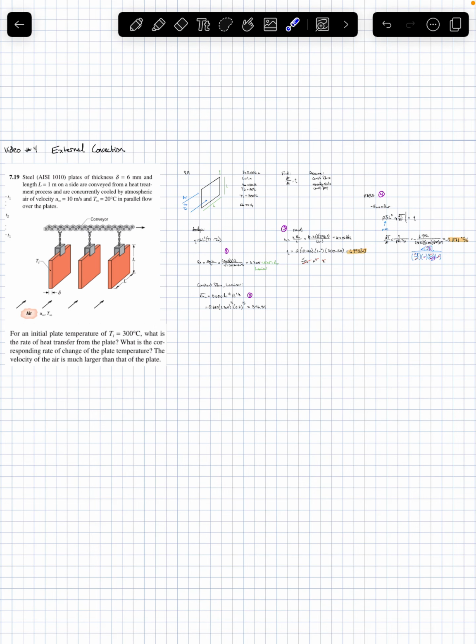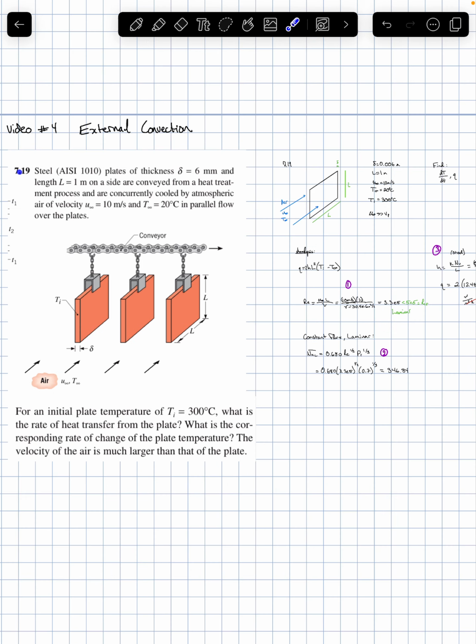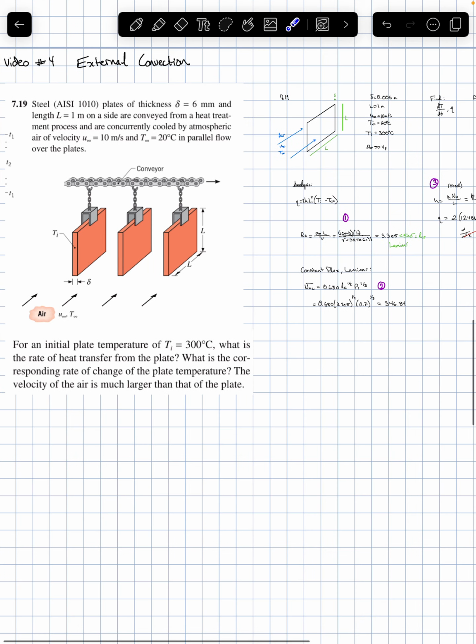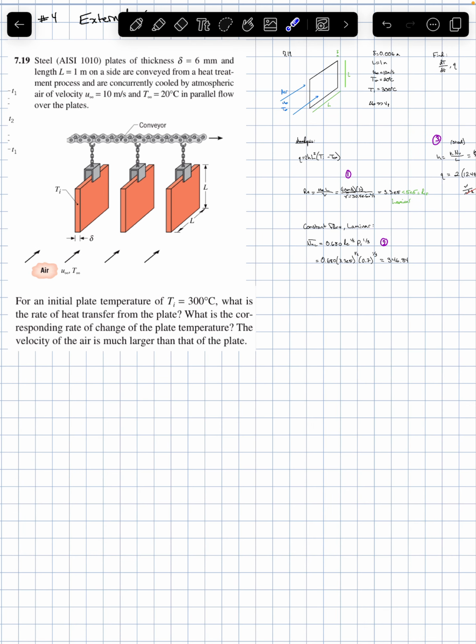Alright, for this external convection problem, I've chosen 7.19. Steel plates of thickness 6 millimeters and length of 1 meter on one side are conveyed from a heat treatment process and concurrently cooled by atmospheric air of velocity 10 meters a second and ambient temperature of 20 degrees Celsius in parallel flow over the plates. So for an initial plate temperature of 300 degrees Celsius, what is the rate of heat transfer from the plate? And what is the corresponding rate of change of plate temperature?